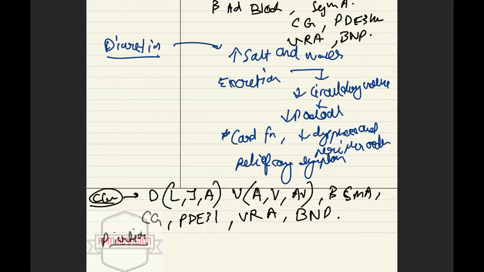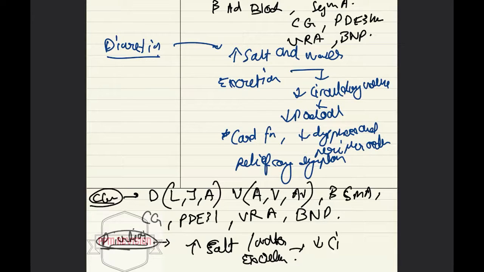Under the diuretics, the mechanism: it increases the salt and also the water excretion. And next it decreases the circulatory volume. Then it decreases the preload, and due to the decrease in preload there is improvement in cardiac function. So the cardiac functioning is improved, as well as there's decrease in peripheral edema, as well as the decrease in dyspnea.